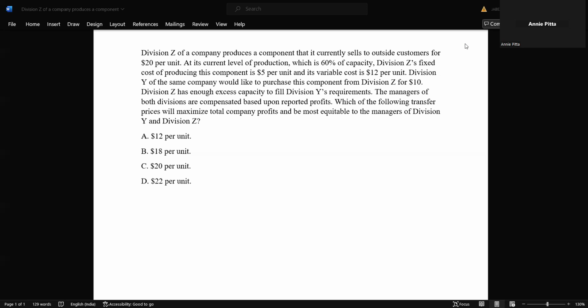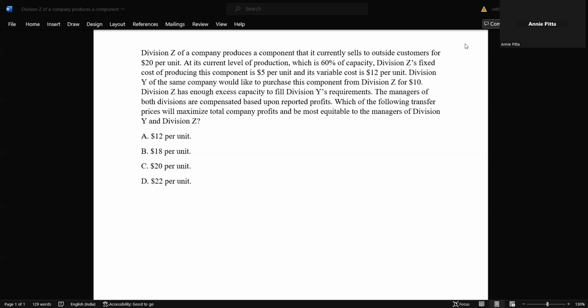There is a question on the screen. It says Division Z of a company produces a component that it currently sells to outside customers for $20 per unit. At its current level of production, which is 60% of capacity, Division Z's fixed cost of producing this component is $5 per unit, and its variable cost is $12 per unit.